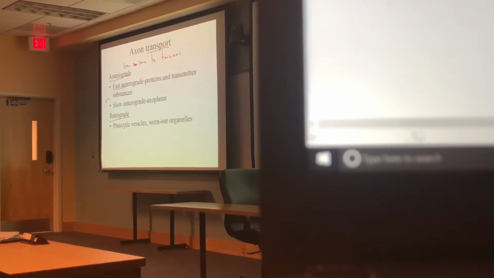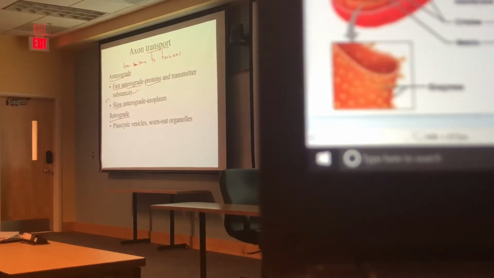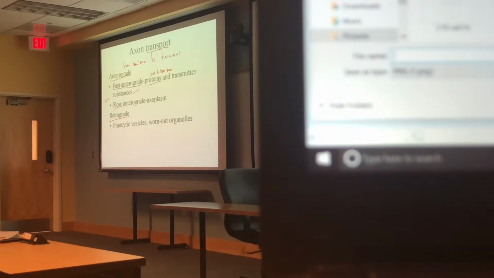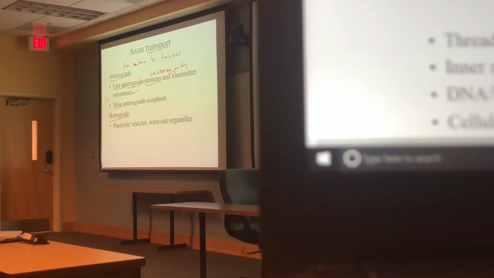You have fast, you have slow. Now guys, what travels in terms of fast anterograde transport? Proteins are going to transport in there, and neurotransmitter substances are going to travel rather quickly. And we're talking about, oh gosh, I don't know, about 200 to about 400 millimeters, right? Millimeters, right? Per day, I guess, per day, okay? So transports proteins and neurotransmitter substances.